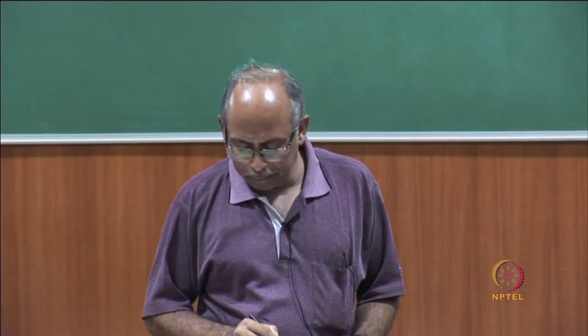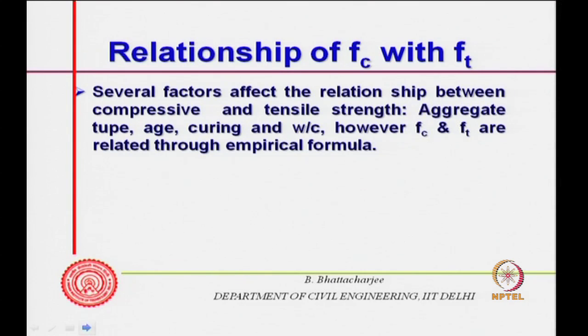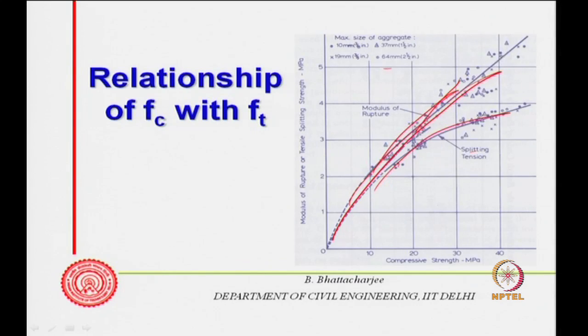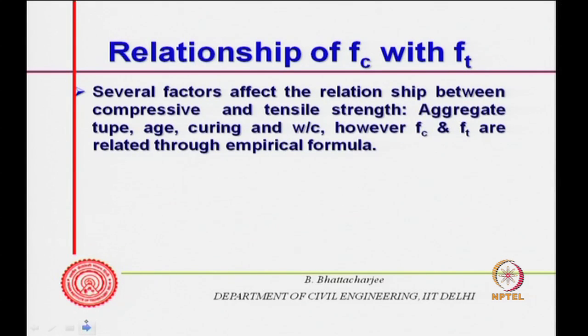Some equations have been developed, and several factors of course will affect this relationship, as we have seen in the previous curve. The scatter is because of the type of aggregate, the maximum size of aggregate (MSA), and there could be other factors such as moisture condition, etc. So, several factors affect the relationship between compressive and tensile strength: aggregate type, age, curing, water cement ratio, but through an empirical formula one can relate them.